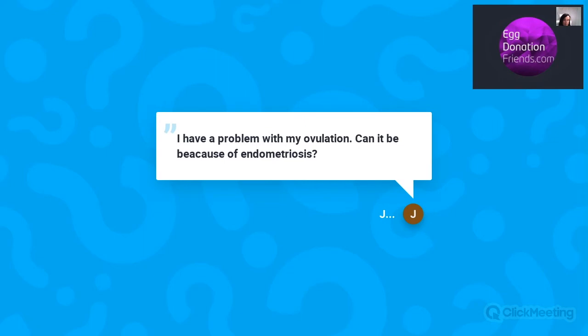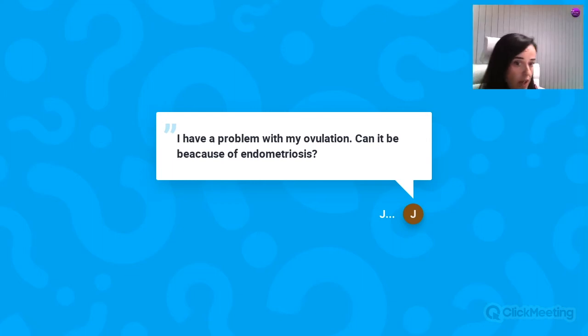And the next question for you is, I have a problem with my ovulation. Can it be because of endometriosis? Well, it's difficult to say. There are a lot of problems with ovulation. I don't know if you don't have ovulation at all, or what kind of problem you have. Usually endometriosis causes more pain than problems with ovulation. It's difficult to confirm if it is because of the endometriosis.